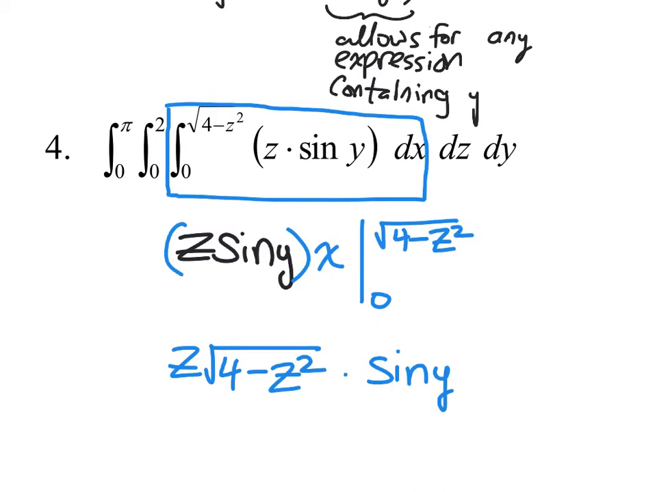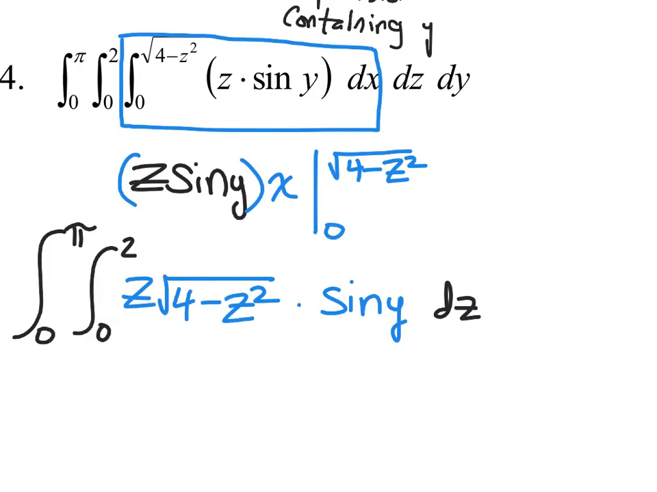All right. So then we're integrating this over 0 to 2 with respect to z, and then we're integrating that result over 0 to pi with respect to y. All right, so we haven't learned under what circumstances we could swap the variables. So at this point, we just have to grit our teeth and just get it done.